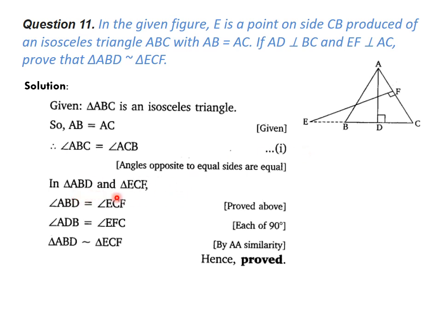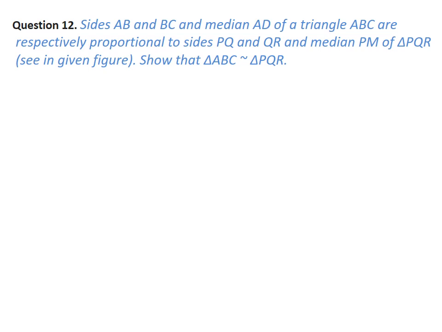Now, in triangle ABD and triangle ECF, we can write angle ABD is equal to angle ECF, which we have just proved by equation 1. Then we can also write angle ADB, which is 90 degrees, is equal to angle EFC, which is again 90 degrees. So these two are equal. Therefore, since we have two equal angles, by AA similarity criterion, triangle ABD is similar to triangle ECF.